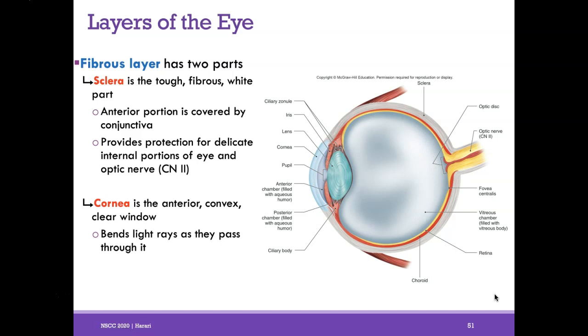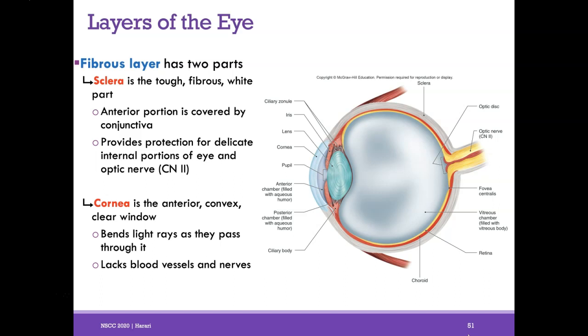So again, to summarize, the eye wall has 3 layers. The outermost layer is called the fibrous layer. These layers are also called tunics, so a tunic is a layer. The outermost tunic is the fibrous layer that has the sclera and the cornea. The sclera is white and gives us a lot of protection. It is so dense, it's dense connective tissue, so it is great protection against any damage to the nervous system behind it. And the cornea, we said, is like a clear window that helps bend light rays to hit the retina in the right way.